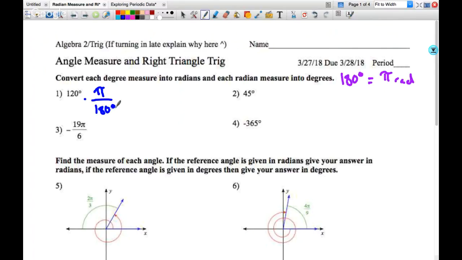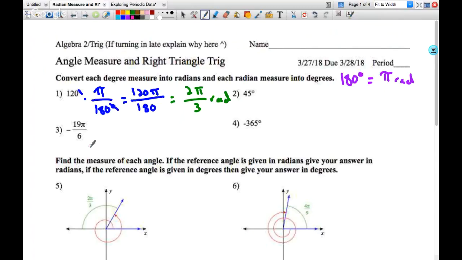Pi is equal to 180 degrees. But now, since degrees is on the top and the bottom, it'll cancel out, and I'll be left with 120 pi over 180. Those are both divisible by 60, leaving us with 2 pi over 3. And I'm going to say rad for radians. Radians is unitless, but we still write rad to remind us that this is connected to angle measure.